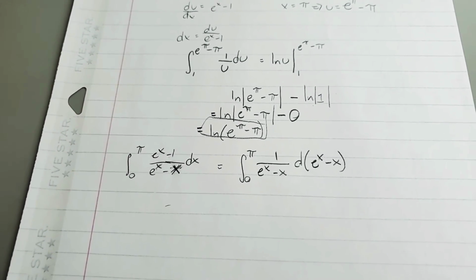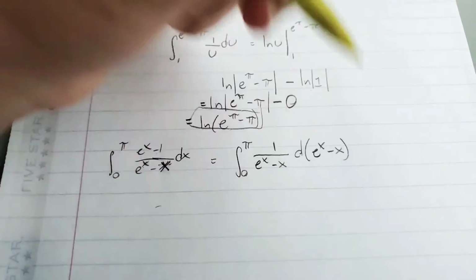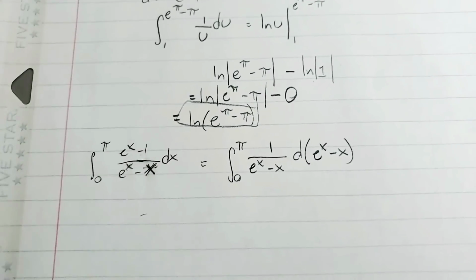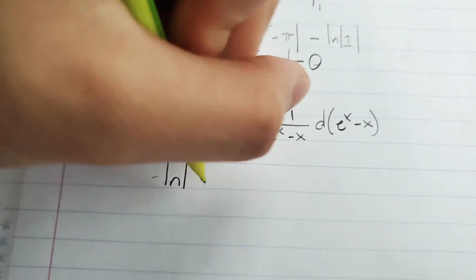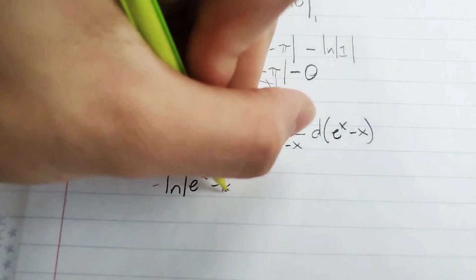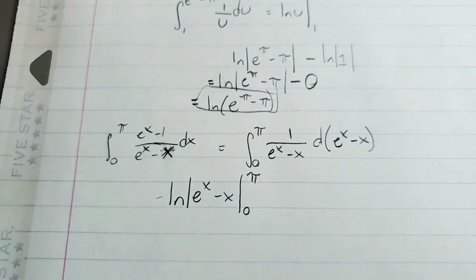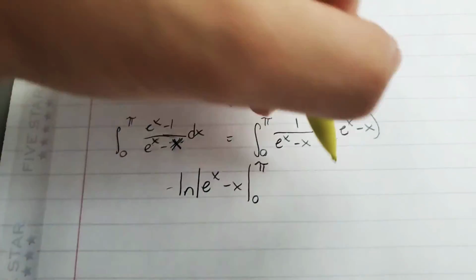So now we can treat this as a 1 over u. Since we already have the integral of that, we don't need to worry about the chain rule or anything of the like. So it's going to be ln of e to the x minus x evaluated from 0 to pi, which is exactly what we got over here.